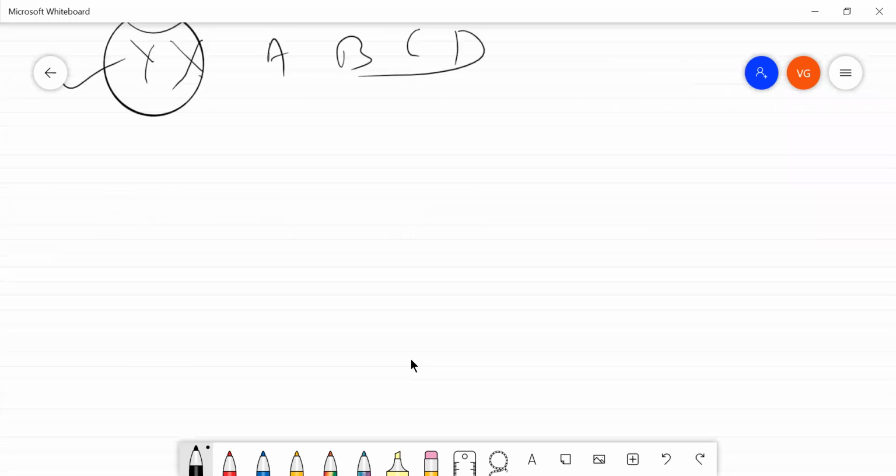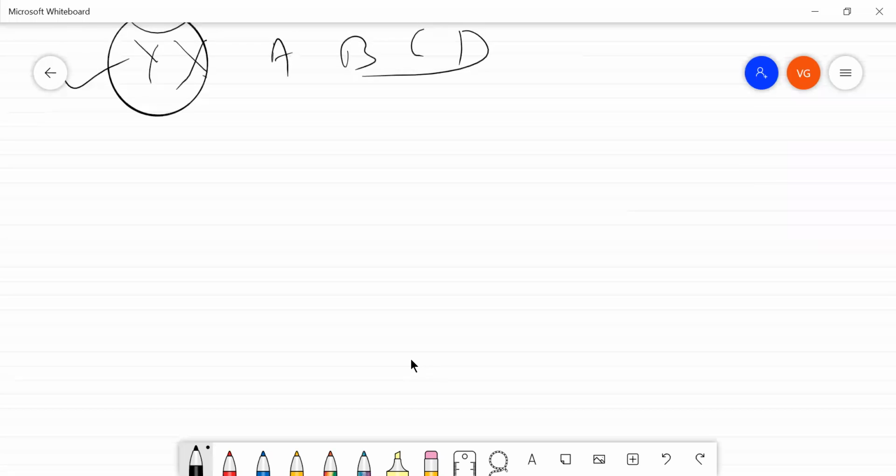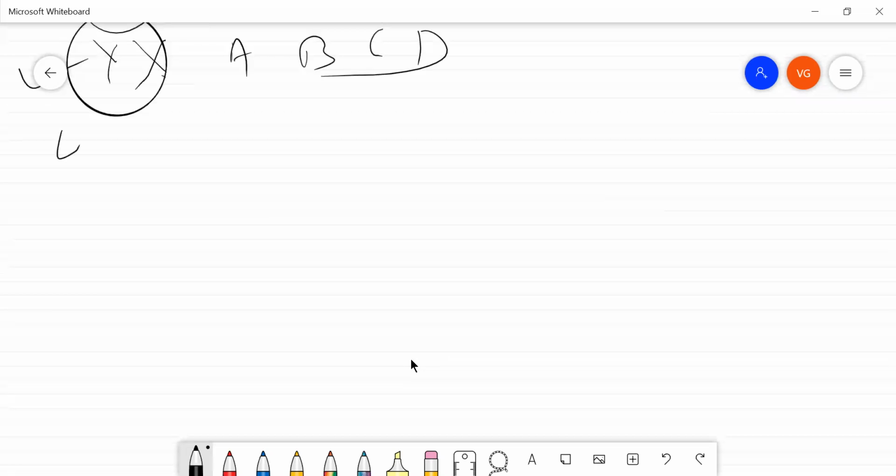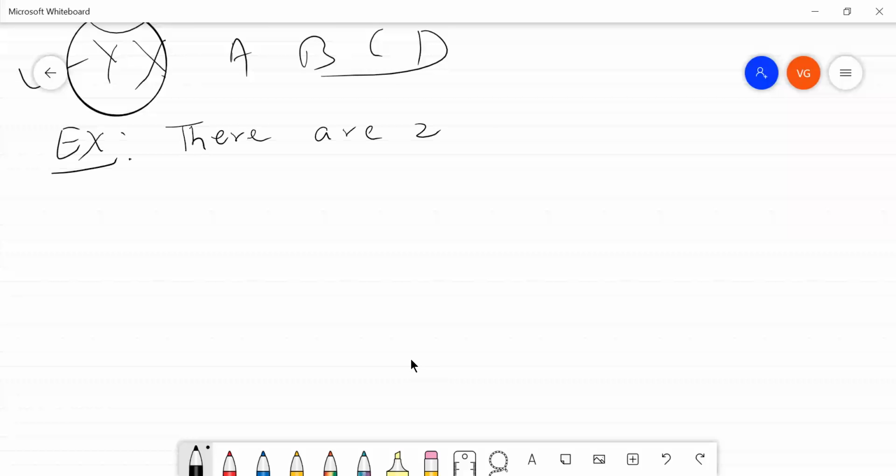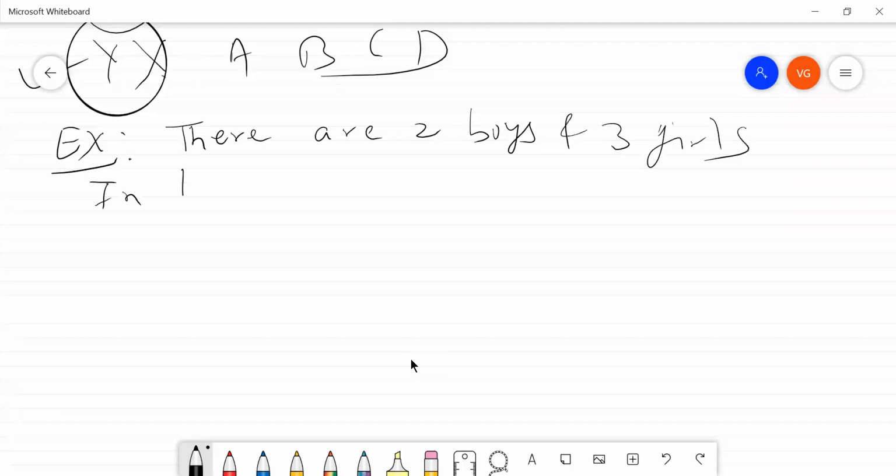Let us take another problem. Next exercise. There are 2 boys and 3 girls. In how many ways they can be arranged?